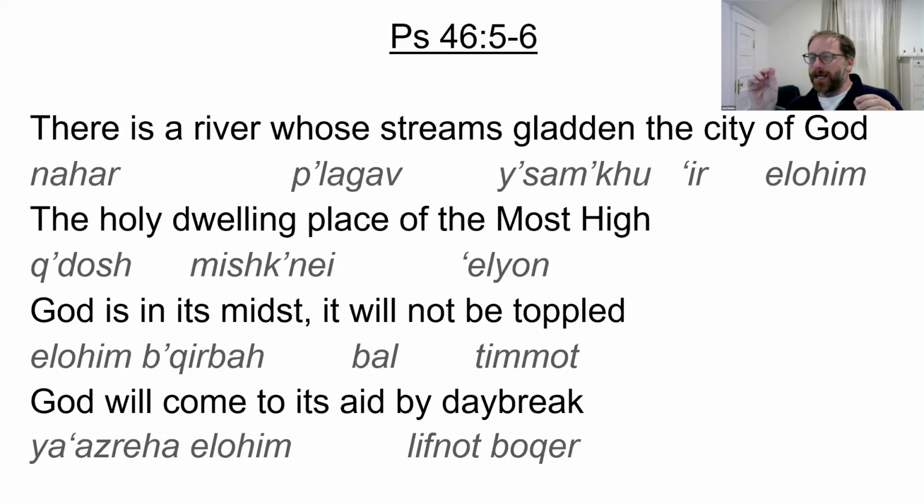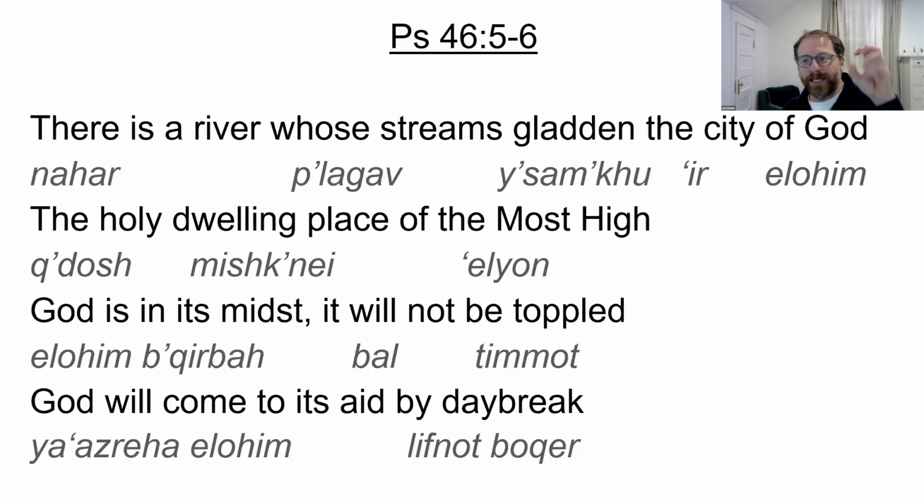Now, I should say here, toppled, that's the same word we had in the last line, right? Where the earth reels and the mountains topple. But this mountain, Mount Zion, the mountain of the dwelling place of God, this mountain won't topple. Why? Because God is in its midst. And that makes me think of line one, where God was very near, very accessible, very findable.